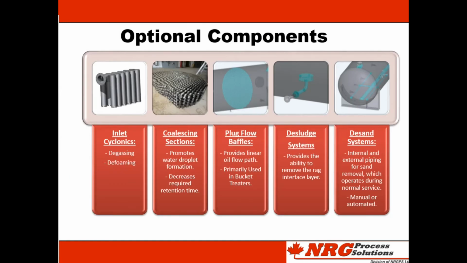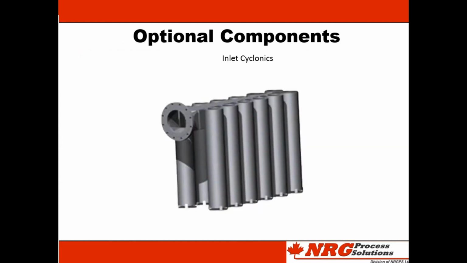There are many optional components which can be installed on an as-required basis. These are specialized vessel internals to help combat specific problems an operator may encounter with his treater. The inlet cyclonics is attached to the inlet inside the vessel. The emulsion comes in and travels down the vertical tubes, which creates a cyclonic motion. This can assist in degassing and defoaming.